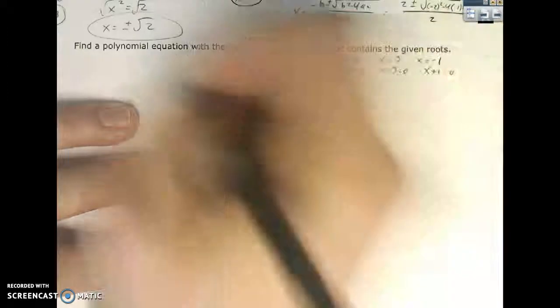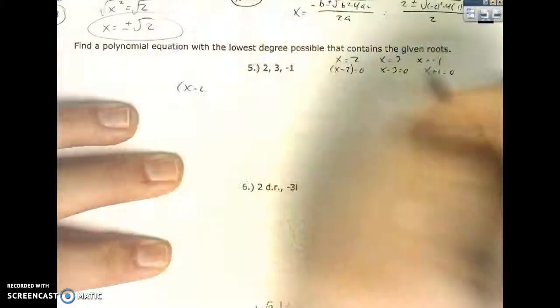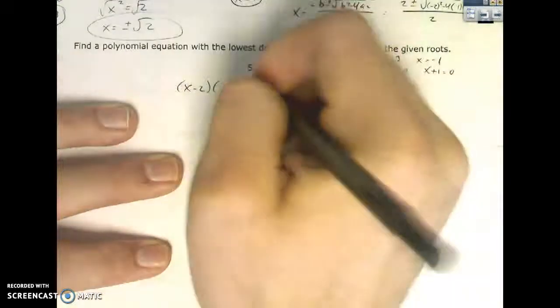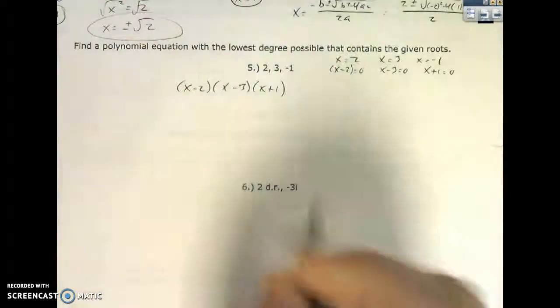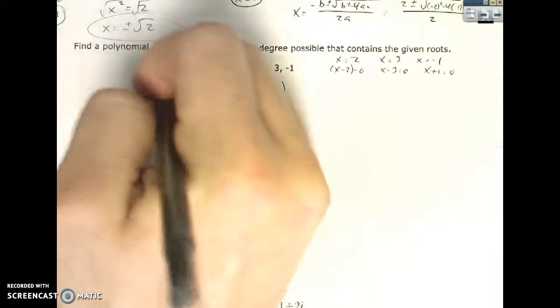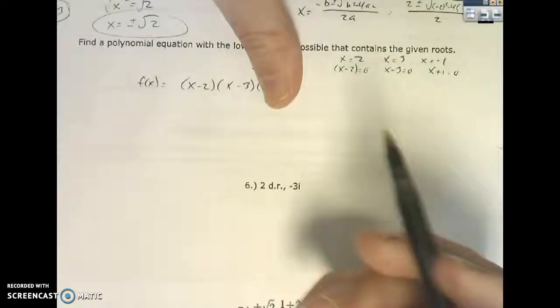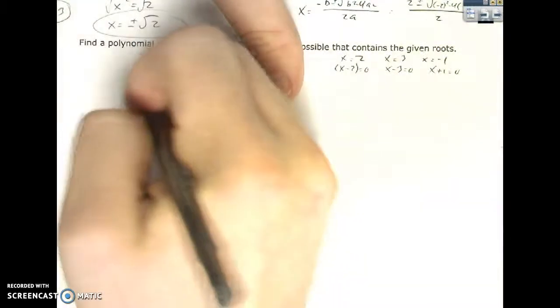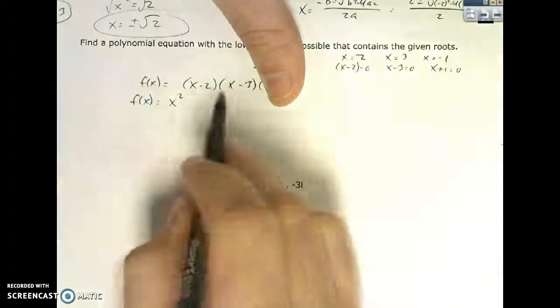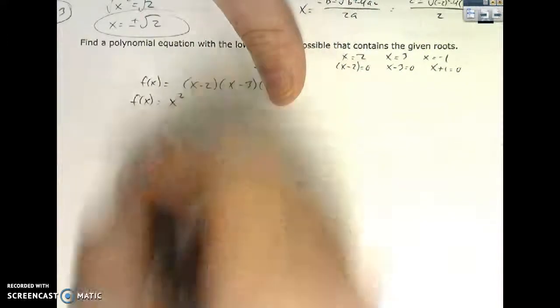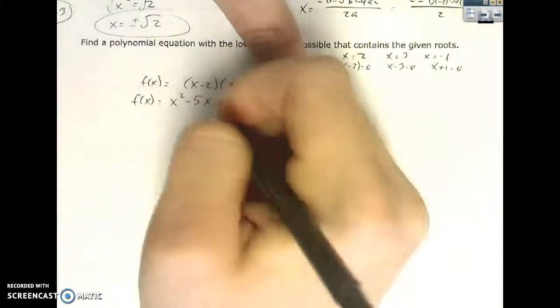So now what I'm going to do here is FOIL. It's fairly simple. All you are doing is creating a problem, working backwards. Just to make my life easier, I'm going to FOIL the first 2. x times x is x squared. x times negative 3 is negative 3x. Negative 2x. If I combine them together, I get minus 5x. And then negative 2 times negative 3 is positive 6.